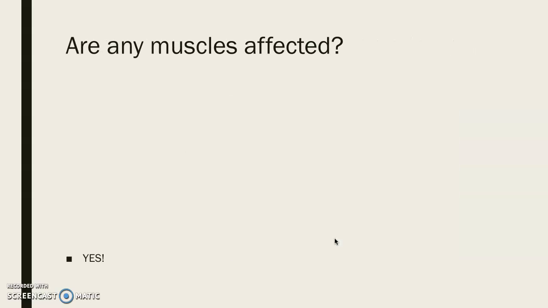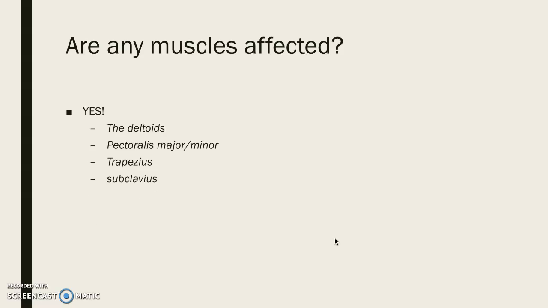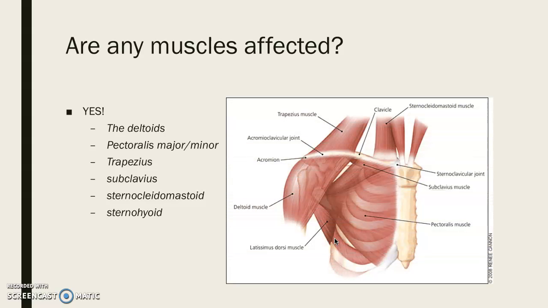Are there any muscles affected? Yes, there are. The deltoids, which are the muscles at the top of your shoulders, the pectoralis major and minor, which is in your chest, the trapezius, which is the muscles in the back of your neck, the subclavius, which is the muscle directly below your clavicle, the sternocleidomastoid, which is in the side of your neck, and the sternohyoid, which connects your sternum to your hyoid and is in the front of your throat, are all muscles that could be affected by this injury. And you can see all the muscles that I just mentioned here in this image in relation to the clavicle.